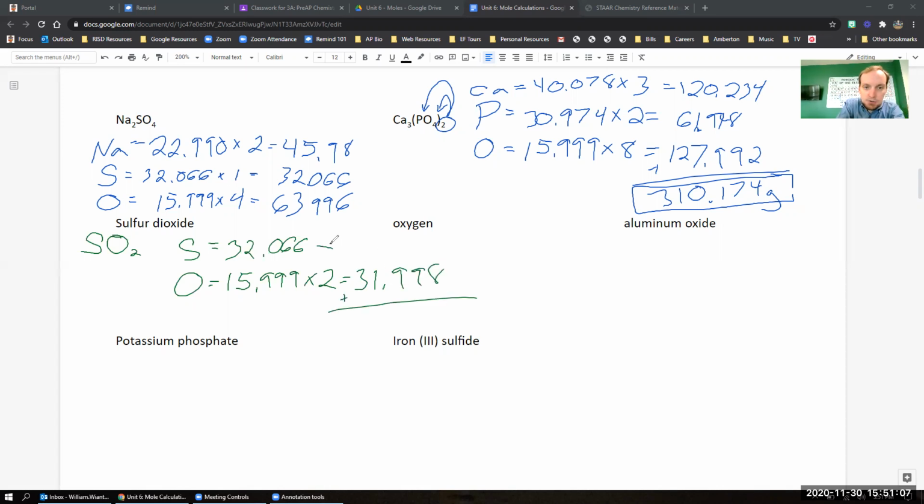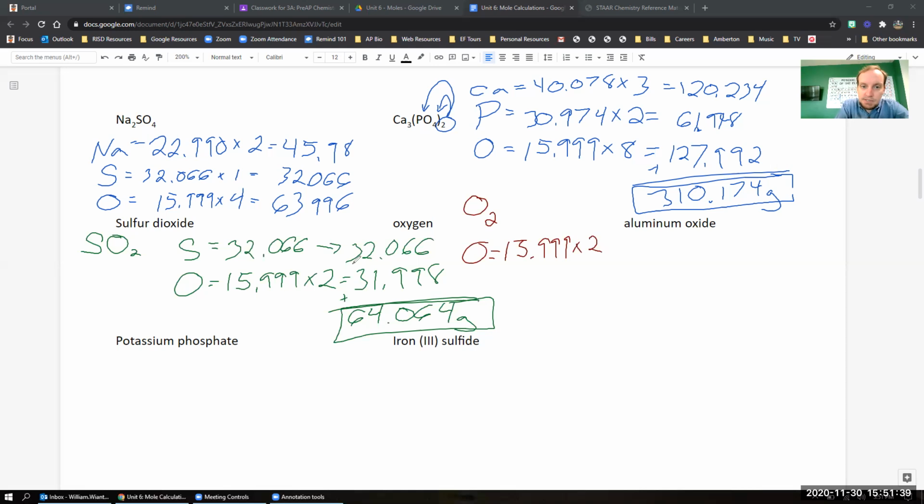I want to add that to 32.066. I already have it in my calculator, so I'm going to add 32.066, and that gives me a grand total of 64.064 grams. Okay, oxygen in the middle. My oxygen, of course, as you guys know, is O2. O is 15.999 times 2, which we have already found is 31.998 grams. That's the molar mass of oxygen, or 2 O's.